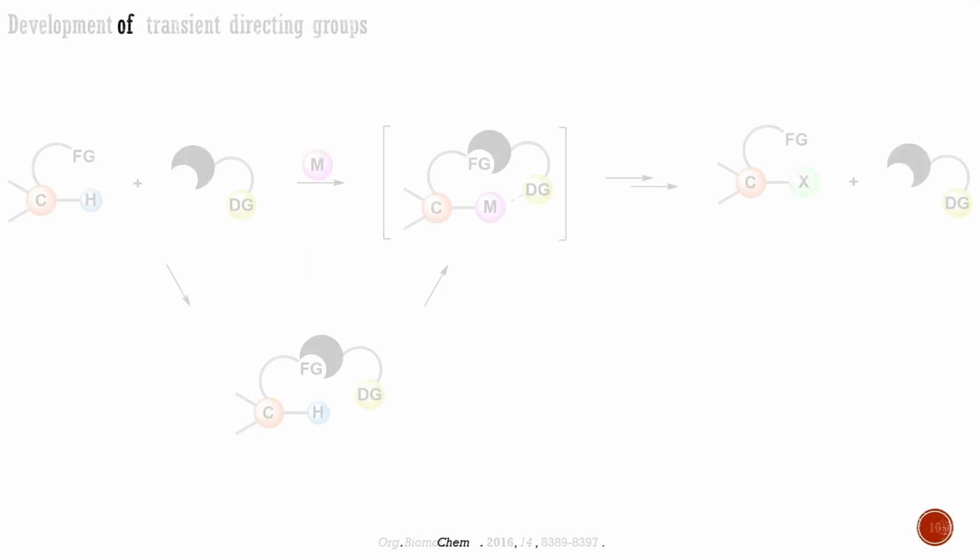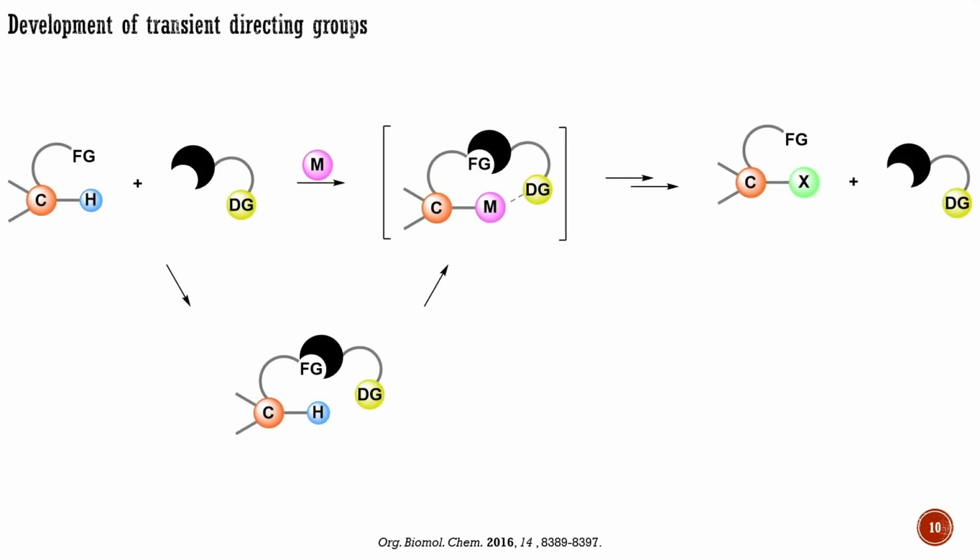Here is another extension of the directing group strategy. A modern variation of removable directing groups is known as transient directing groups. This strategy is based on reversible reactions.